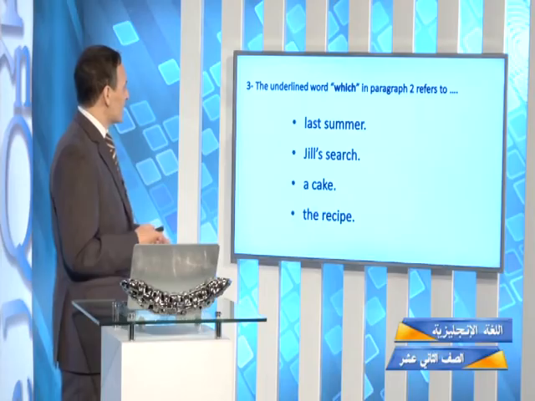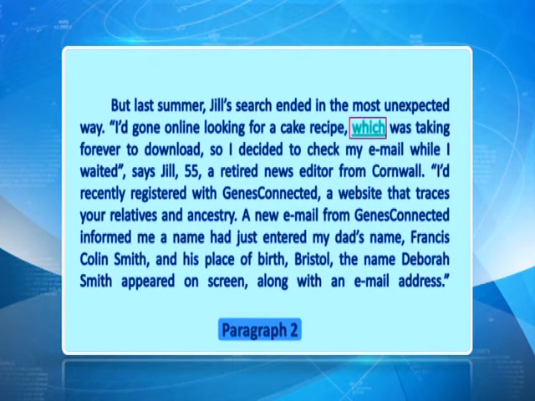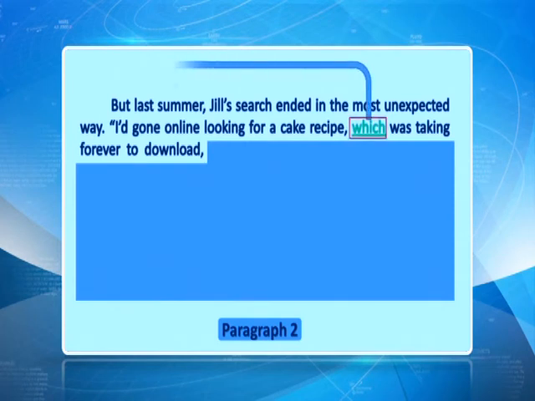Okay? Question number 3. The underlined word which in paragraph 2 refers to A, last summer, B, Jill's search, C, a cake, or D, the recipe. So here is the pronoun which, and we're going to find the reference. Does it refer to last summer? It's good practice to read the whole sentence in which this pronoun occurred. Let's read it together. But last summer, Jill's search ended in the most unexpected way. I'd gone online looking for a cake recipe, which was taking forever to download.